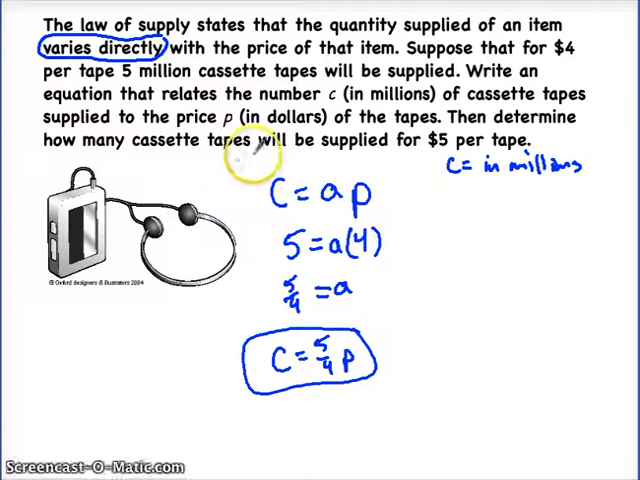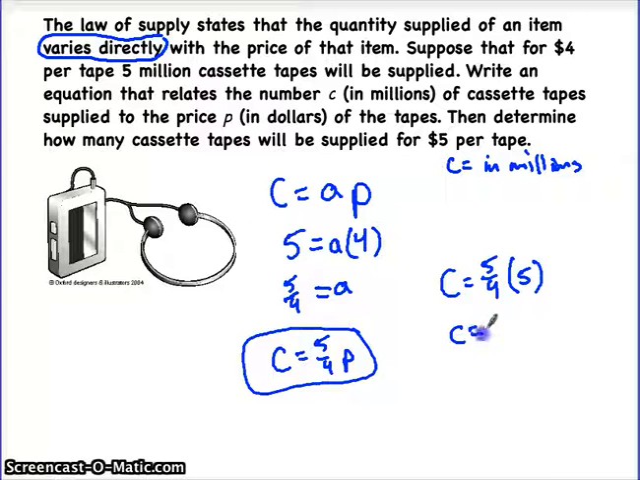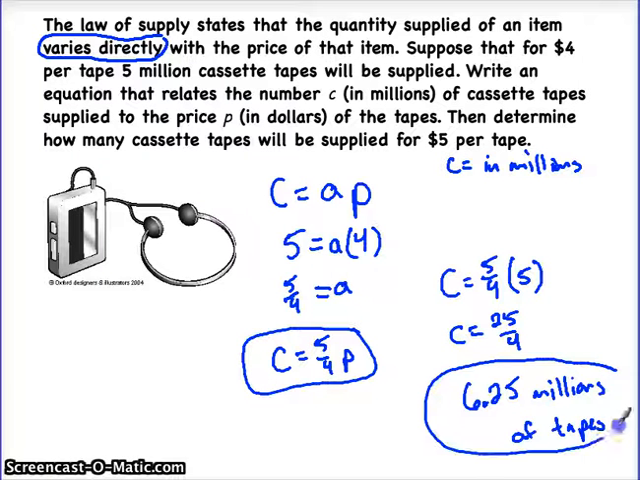Then determine how many cassette tapes will be supplied for $5 per tape. Well, C = 5/4 times 5, and C = 25/4, or essentially 6.25. And remember that we are again in millions of tapes, so that we can label properly and not misrepresent our numbers.